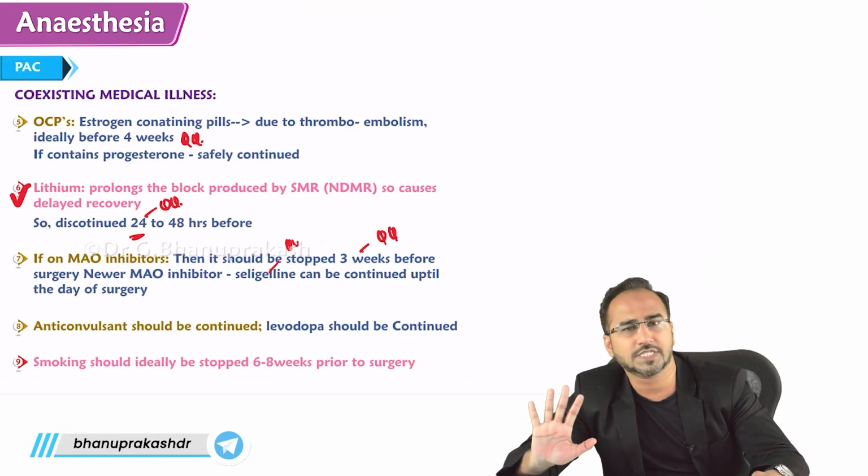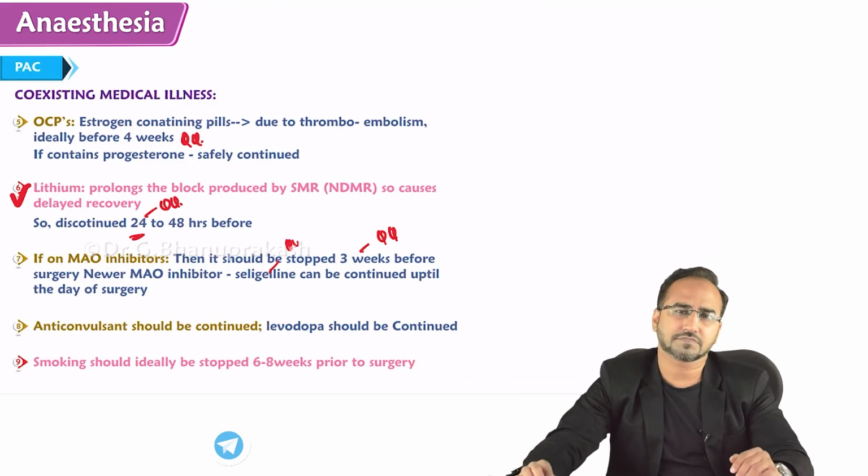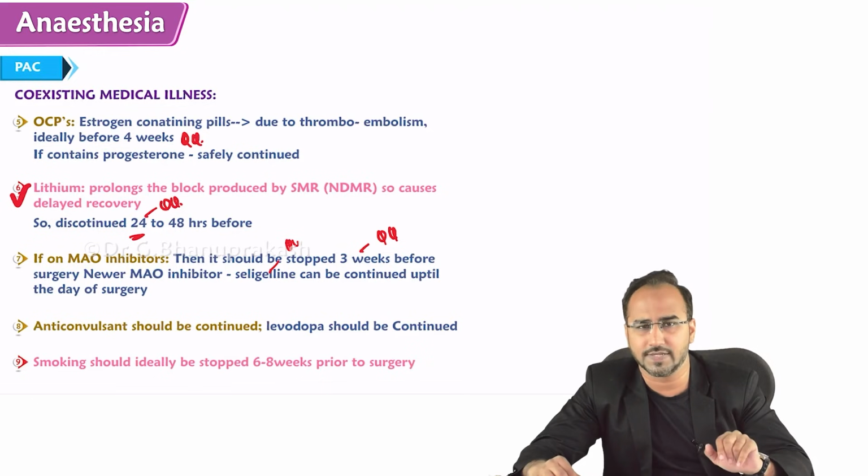Heparin needs to be stopped 6 hours before surgery. Warfarin 3 to 5 days. Okay. Next, so all these advices play an important role for elective surgery.